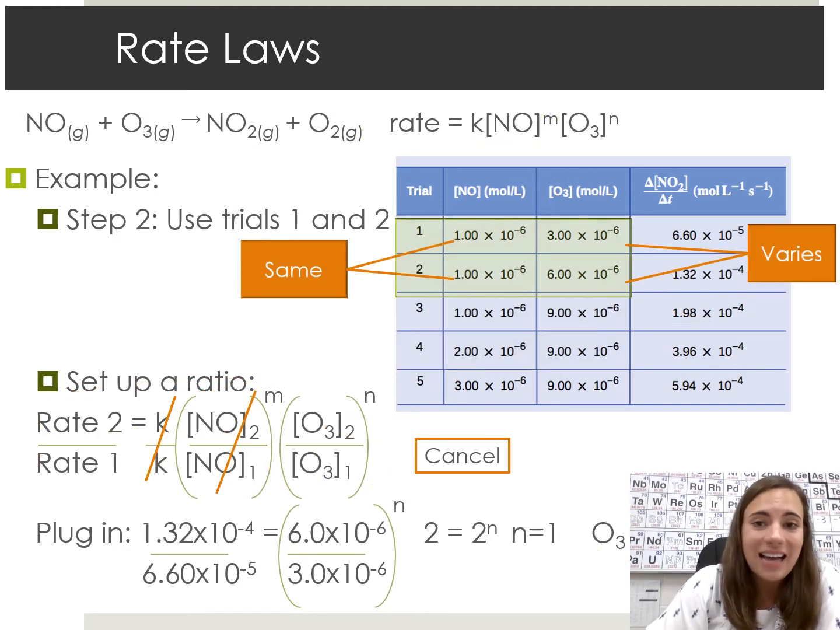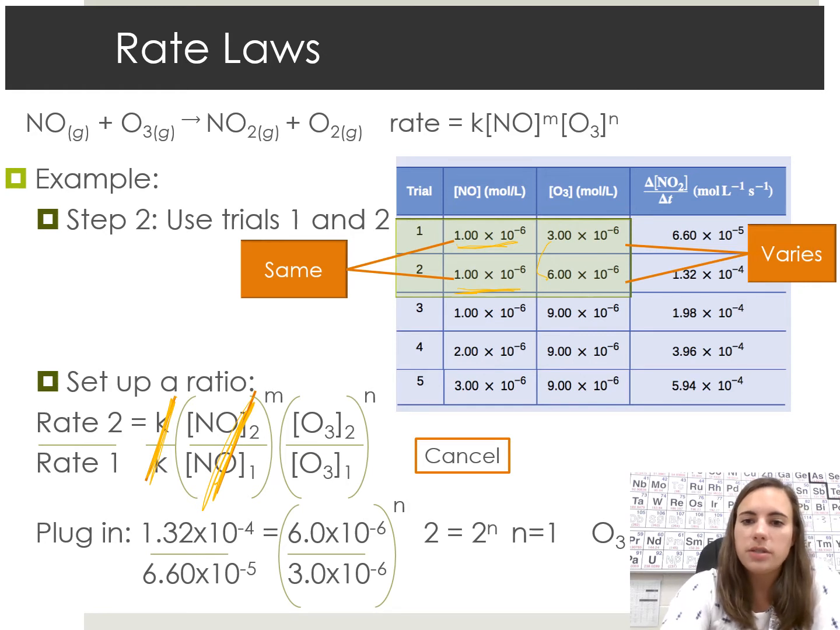Now we're going to do the exact same thing for the second reactant, ozone. This time I'm going to use trials 1 and 2 because nitrogen monoxide did not change, but ozone did. So I'm going to put my rate laws on top of one another. For each trial, rate constants stay the same, so that cancels. We chose specifically a trial where nitrogen monoxide stayed the same, so that cancels. So I'm left with just the rates and ozone. So I'm going to put the second rate over the first rate equals the second concentration of ozone over the first raised to the n.